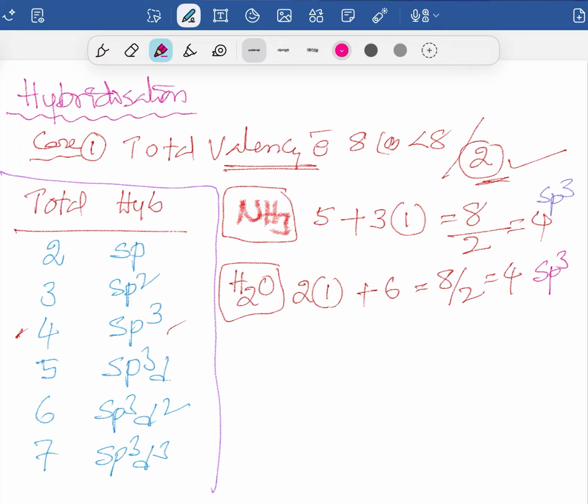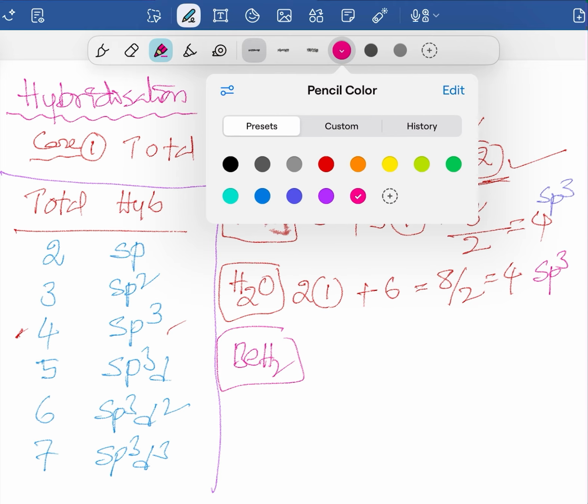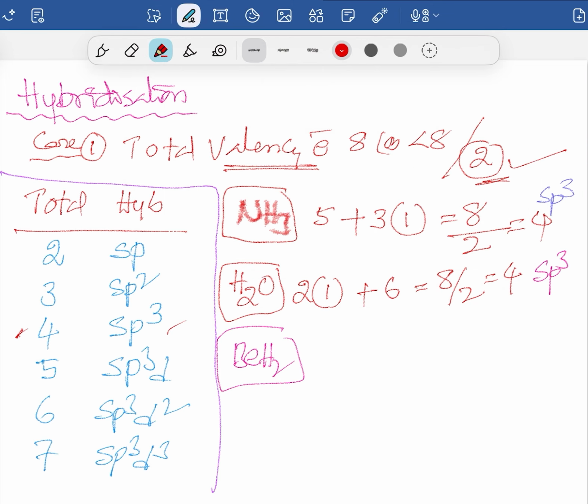The next example is the BeH2 molecule, beryllium hydride. In beryllium hydride, the group number is 2 plus 1 plus 1, so the total value is 4. 4 divided by 2 is 2. Its hybridization value is 2, and 2 is sp hybridization.